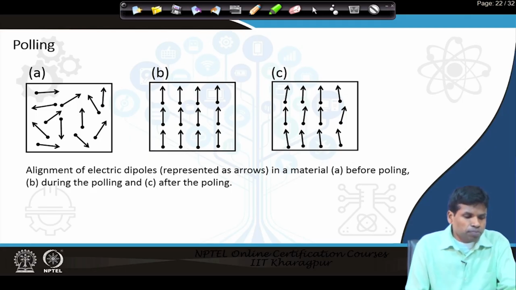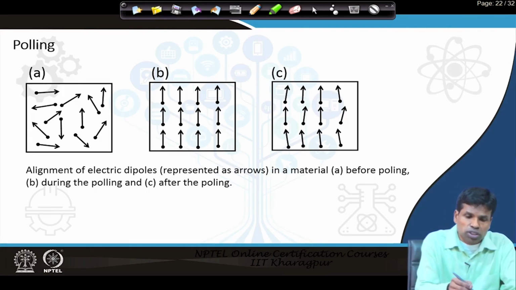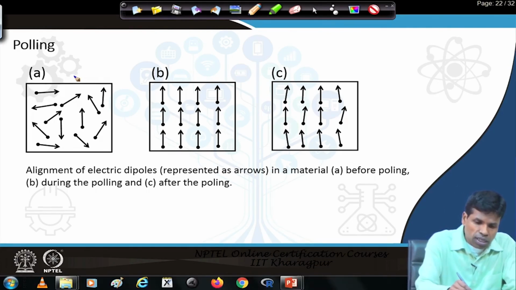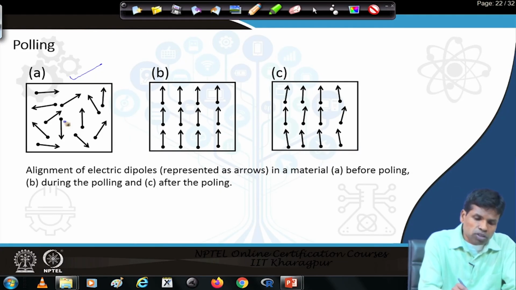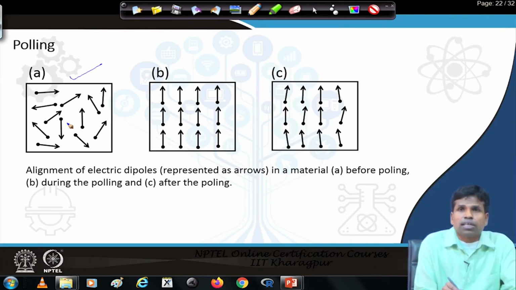In a macroscopic crystal structure composed of several unit cells, the dipoles are found to be oriented randomly, as you see in A. When we apply the mechanical stress, each dipole will rotate from its original position to a direction that minimizes the overall electrical and mechanical energy stored in the dipole. So, in this way they will reorient.